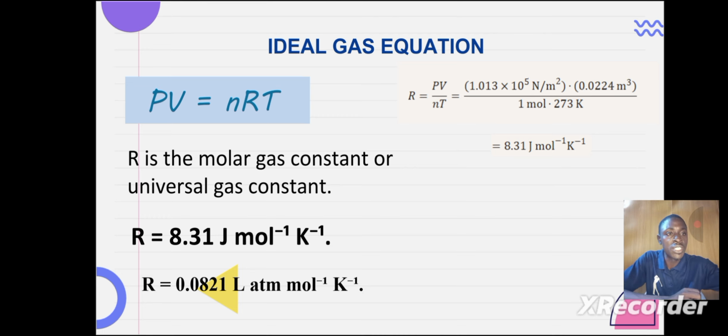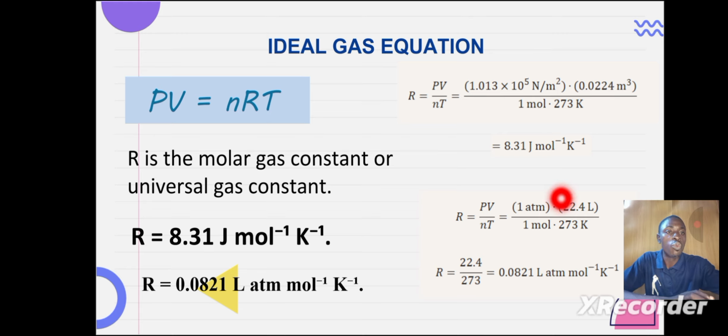If another different set of units is used, the ideal gas constant or universal constant will also be different. For example, if we choose to use 1 atmosphere as standard pressure, and 22.4 dm cube or liter as the volume of 1 mole of a gas, and then we multiply and divide, we'll get that the value of R is 0.0821 liter atmosphere per mole per Kelvin. So it depends on what you are given.